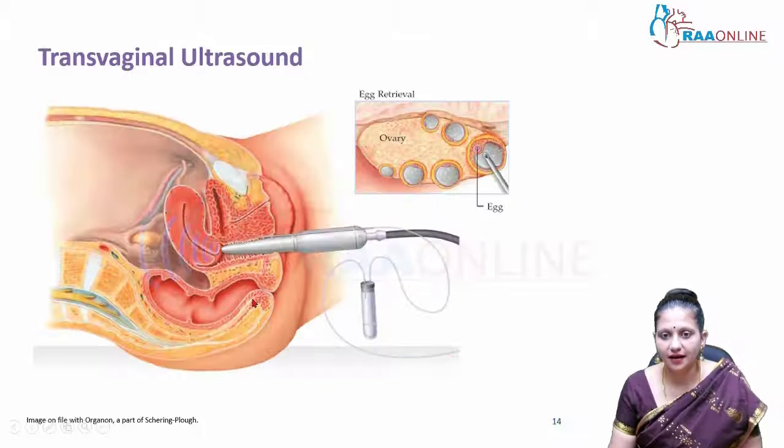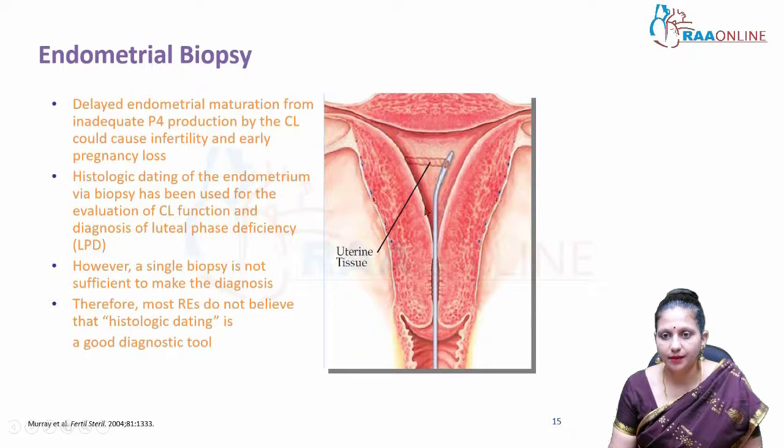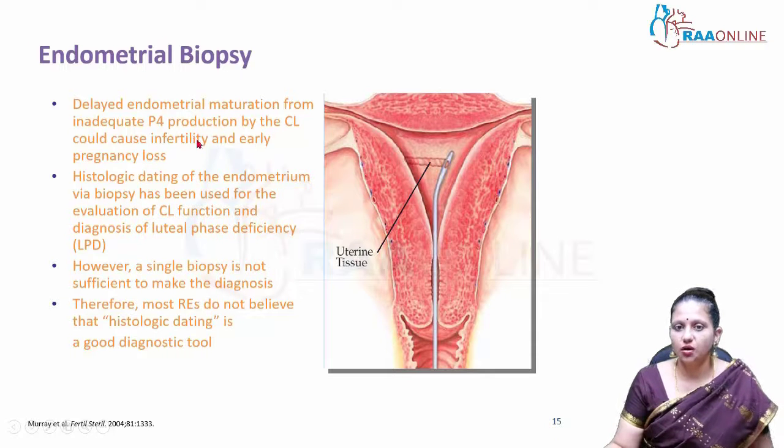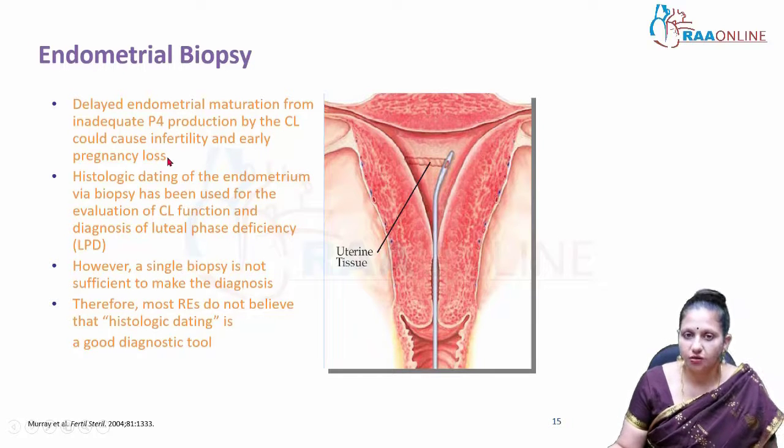Now coming to the transvaginal ultrasound, we can actually look at the growing Graafian follicle and the ovary. Then this is endometrial biopsy. Here we can just scrape a bit of the uterine tissue, and delayed endometrial maturation from inadequate P4 production is called as the delayed window of implantation.